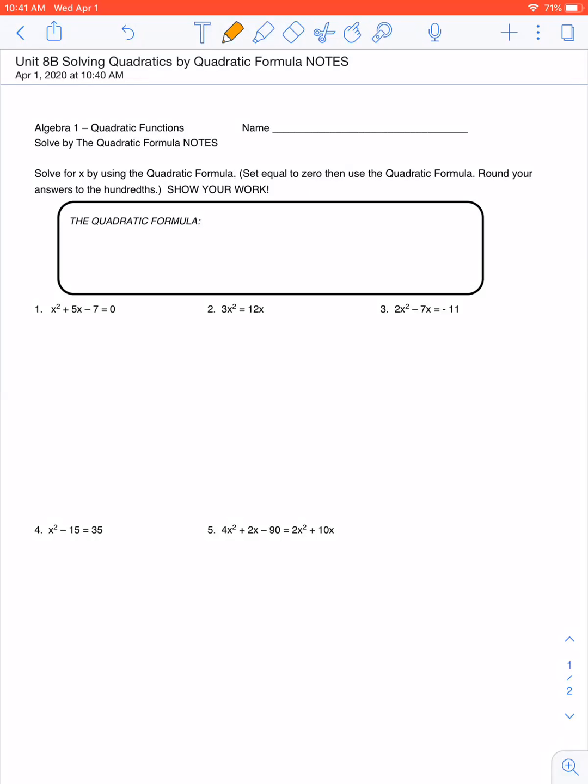Today we're going to start the notes on solving quadratics by quadratic formula. This is the only method that works 100% of the time. So if you don't know how to solve a problem, always come back to quadratic formula.